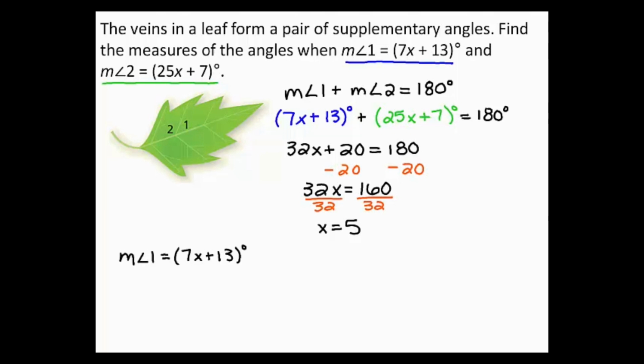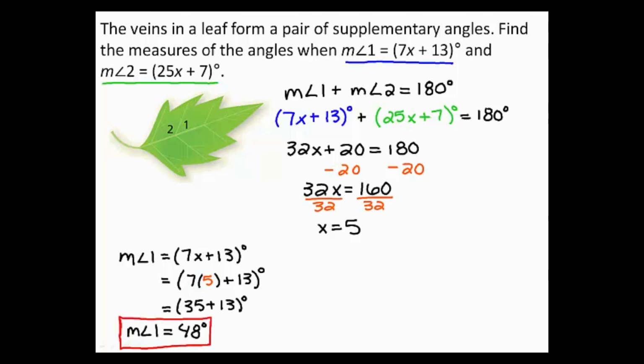Now, the measure of angle 1 is equal to 7x plus 13 degrees. You found the value of x to be 5, so you can substitute 5 in for x. When you simplify, 7 times 5 gives you 35, and 35 plus 13 gives you 48. Therefore, the measure of angle 1 equals 48 degrees.